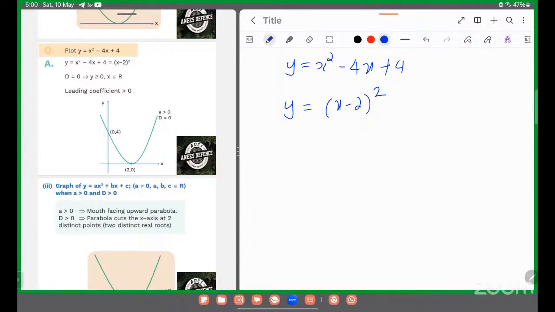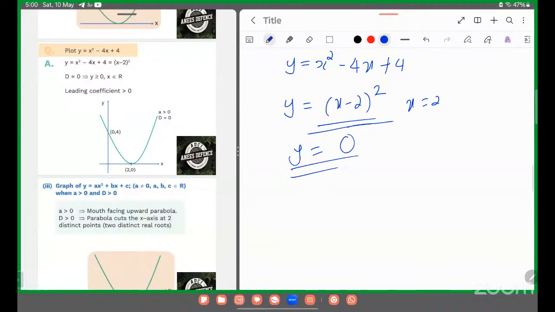That means, what is the meaning of a root of the quadratic equation? When you put some value of x, the y coordinate becomes 0. When you put some value of x, y becomes 0, that is known as the real root. So when you put x equal to 2 here, it will become 0. That means y equal to 0. That means the graph will come like this.